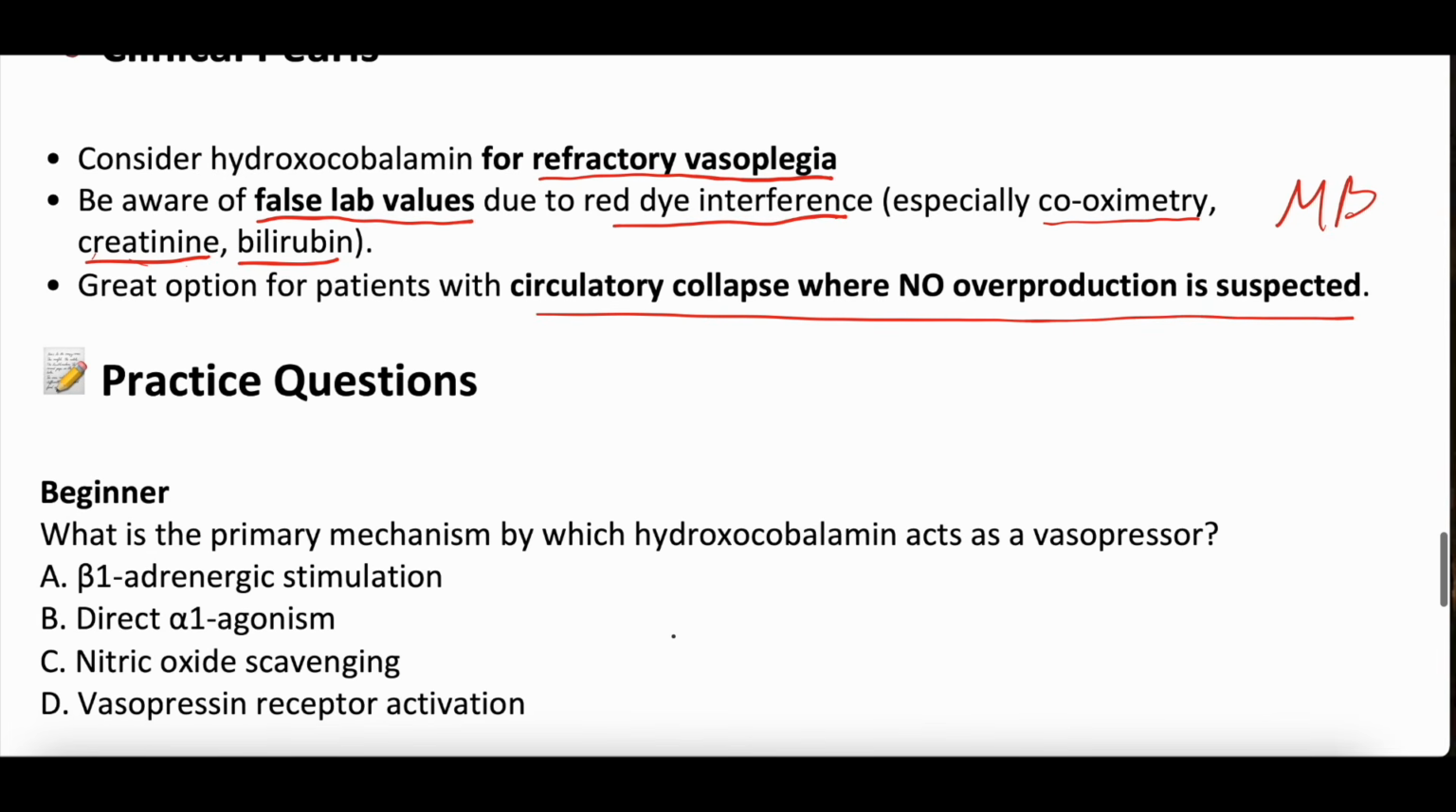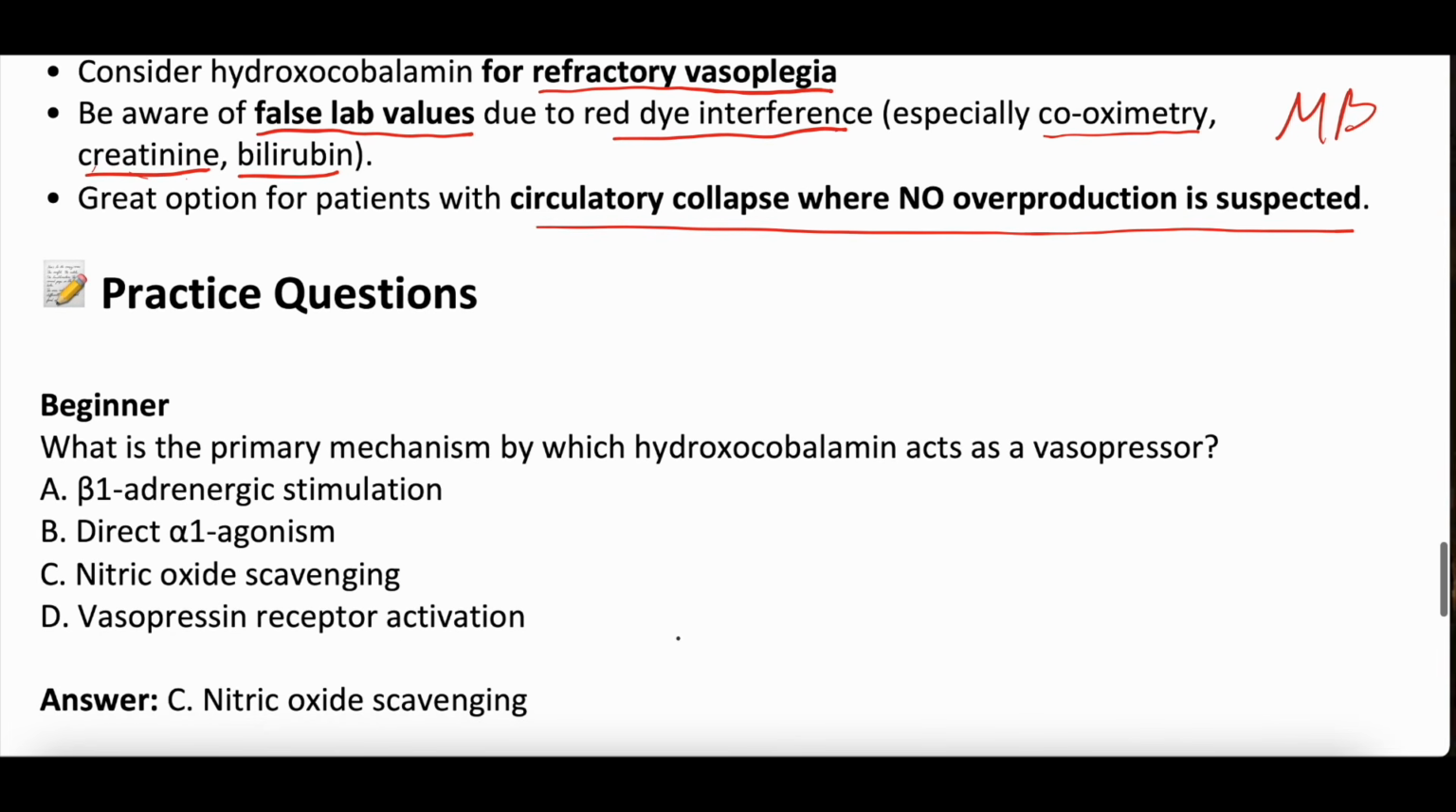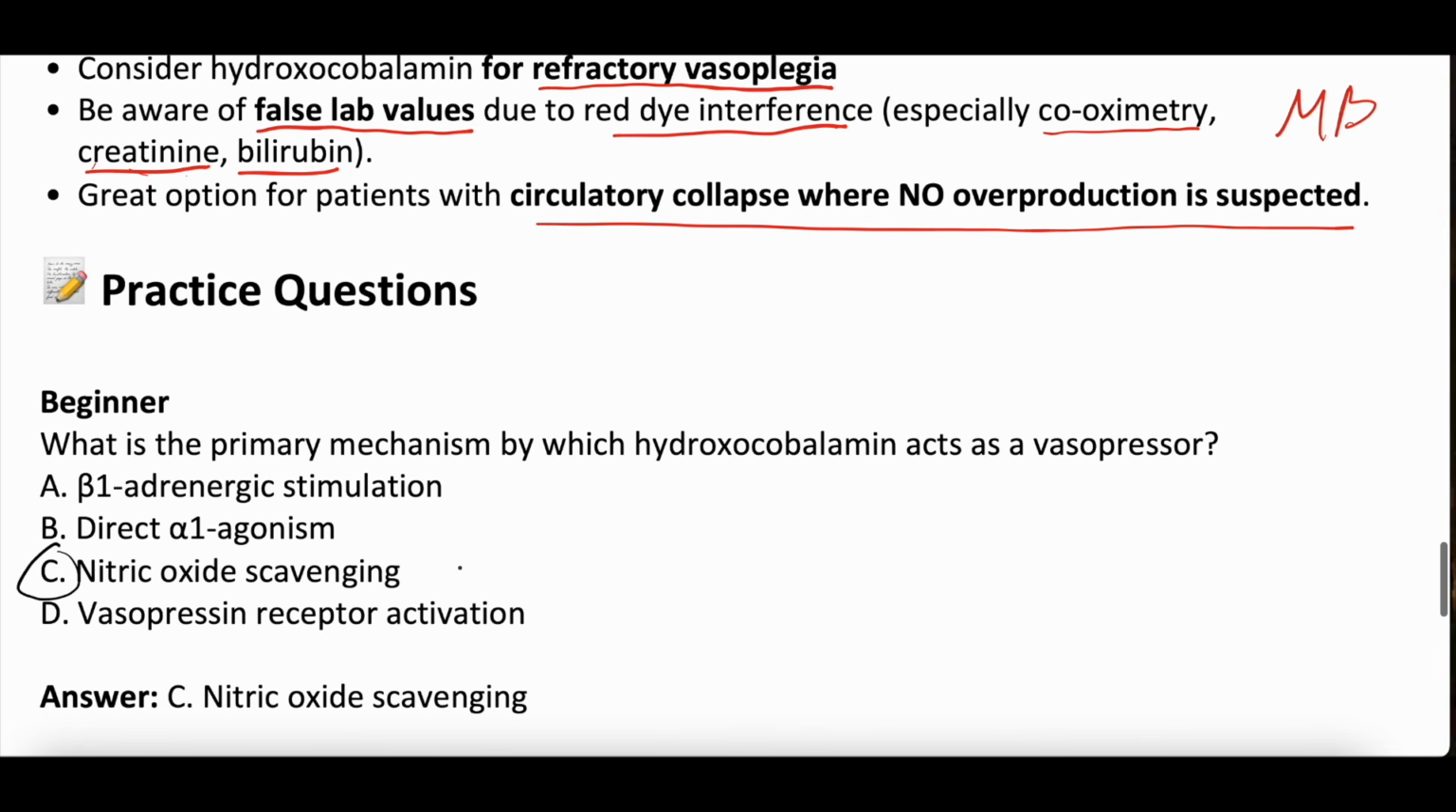The answer is, drumroll please, C, nitric oxide scavenging, right? Just like methylene blue, hydroxocobalamin scavenges nitric oxide radicals, which then causes more vascular reactivity, and vasoconstriction can ensue. Beta-1 adrenergic stimulation would be things like dobutamine, epinephrine, norepinephrine. Alpha-1 agonism would be things like phenylephrine; norepinephrine and epinephrine have alpha-1 agonism effects as well. Vasopressin receptor activation would be vasopressin, which makes sense.